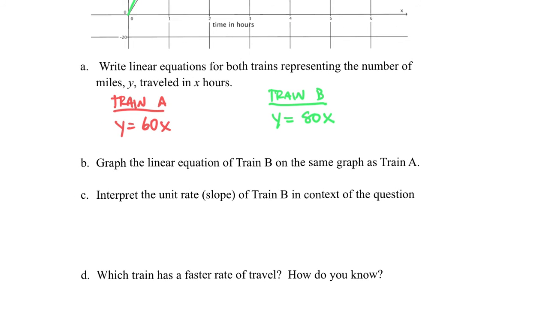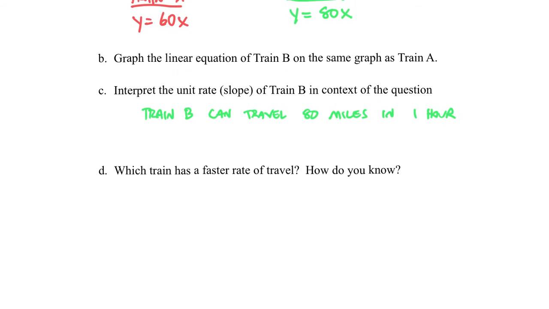All right. Interpret the unit rate or slope of train B in context of the question. Okay, well, we already did that. Okay, we already have the unit rate. This is over 1. So this means train B can travel 80 miles in 1 hour or per hour. Remember, unit rate is always per one thing. The denominator has to be 1.